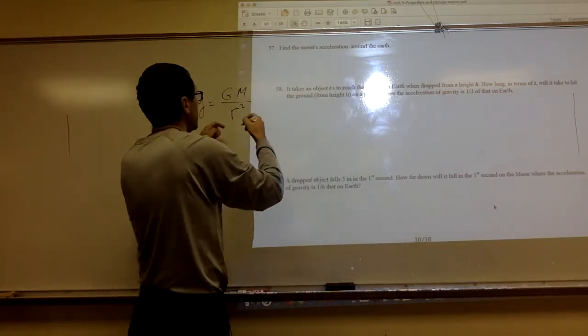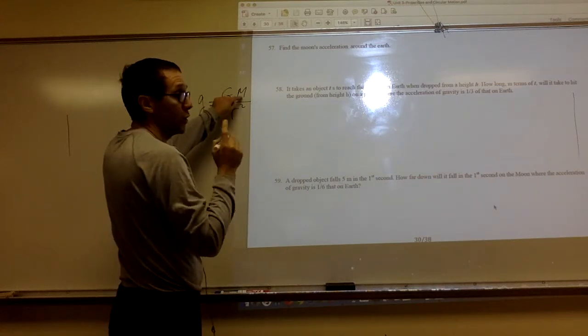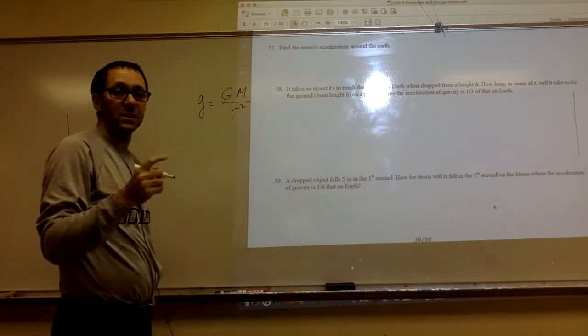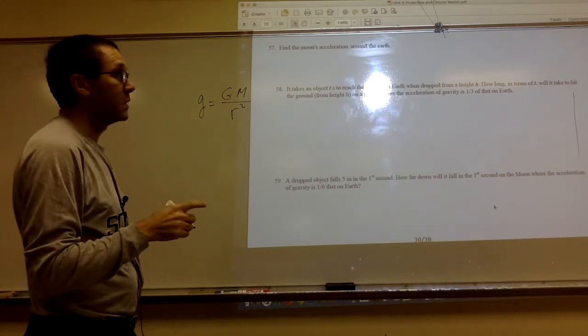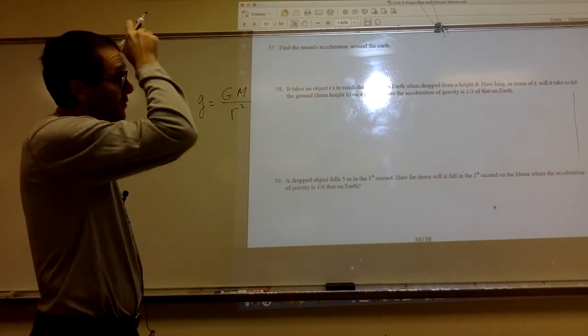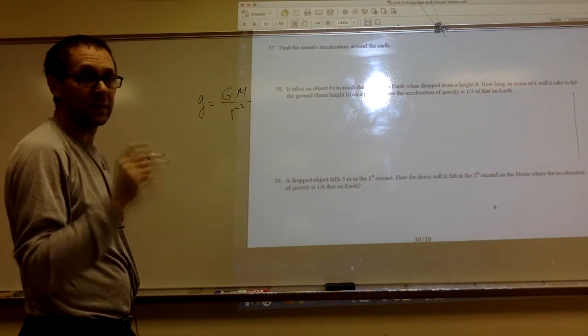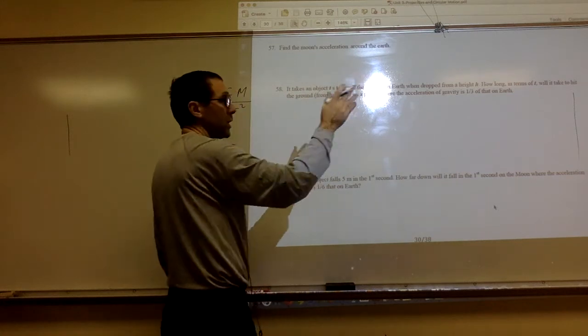Find the moon's acceleration around the Earth. So now we're just going to use this formula. Going to put in the constant G. This is the mass of the Earth because that's what's at the center. And this r is the distance between the Earth and the moon, center to center. And I did this in the proof to show you that the centripetal acceleration of the moon is nothing other than the acceleration of gravity. So that should be 0.0027 or 28.